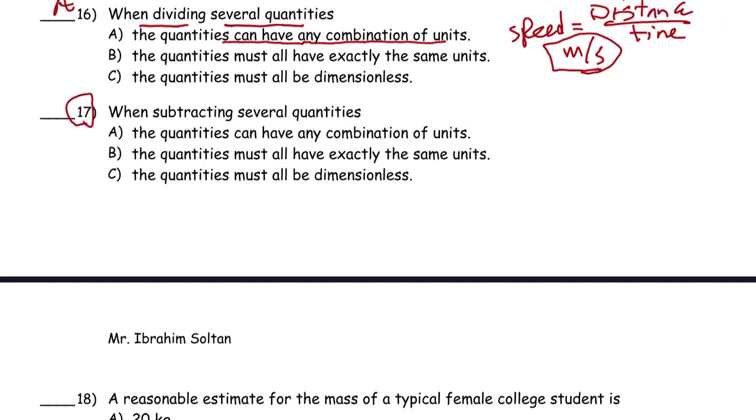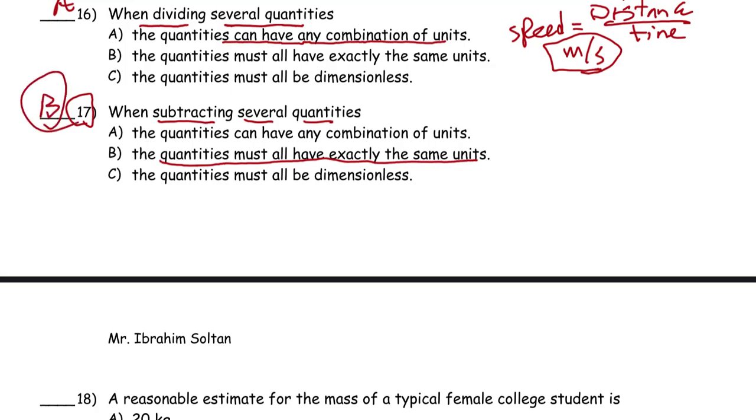17. When subtracting or adding several quantities, the quantities must have exactly the same type of units. When you add 2 hours plus 3 hours, you cannot add 5 kilograms of tomato to them, right? So when adding or subtracting, the quantities must have exactly the same units. So the right answer is B.